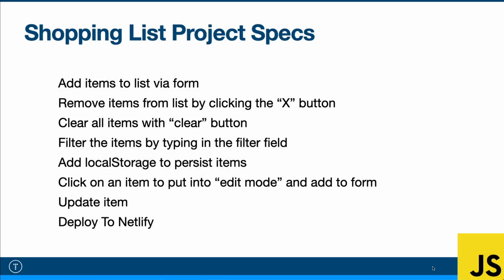So first off, we want to add items to the list via the form. So we want to be able to type something into the form, submit it, and it gets added to the list, the unordered list in the DOM. We want to be able to remove items from the list by clicking the X button. Okay, we want to be able to clear all items by clicking the clear button.